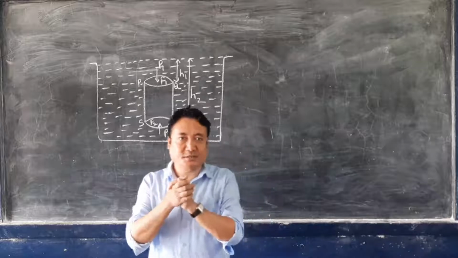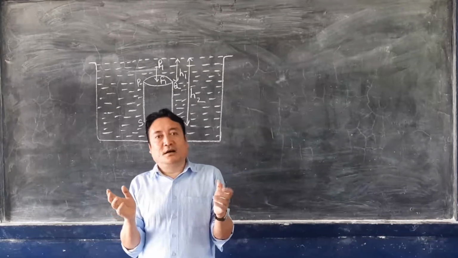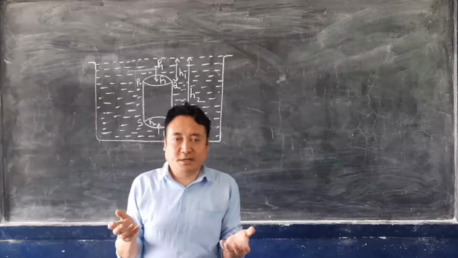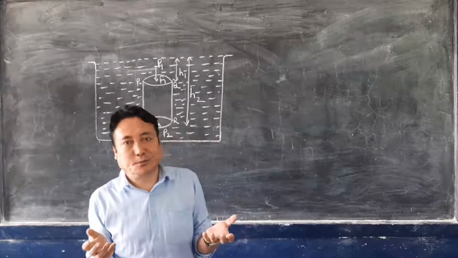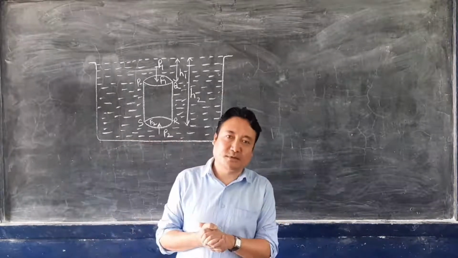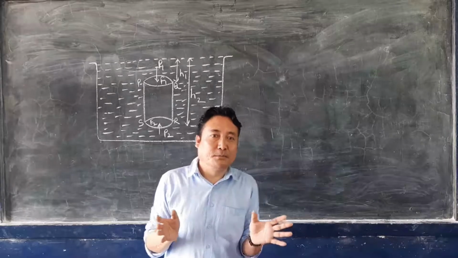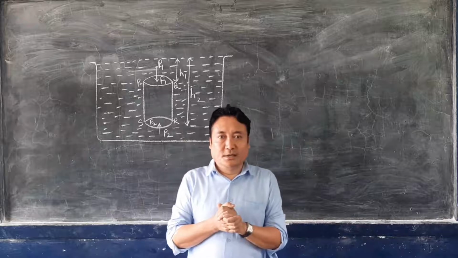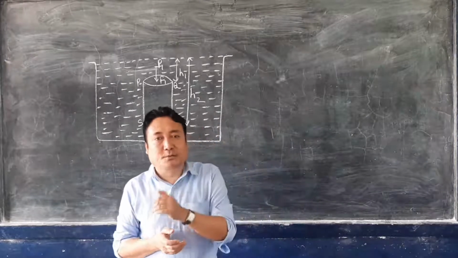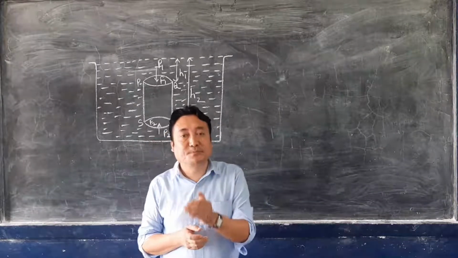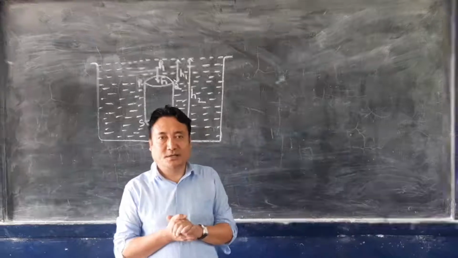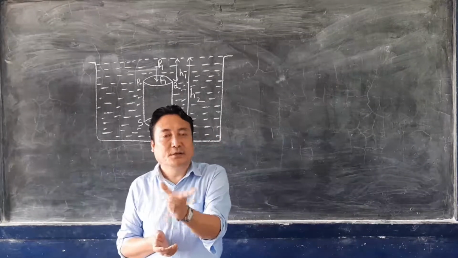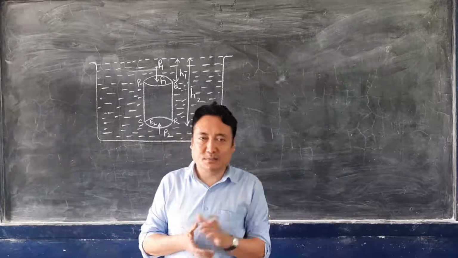Now how to understand this? You just say that when a body is immersed in a liquid, the body will experience upthrust, and this upthrust is equal to the weight of the liquid displaced by the immersed part of the body. But what does it mean? Just remember these two points: upthrust, and the weight of the liquid displaced by the immersed part of the body.